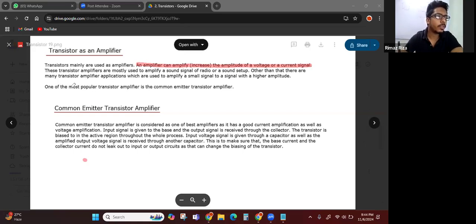Okay, so mostly we use the common emitter transistor as an amplifier because we studied it already. It can give large current gain and voltage gain as well as power gain. So write down the subtopic, common emitter transistor amplifier. In the above, you can only write these two highlighted sentences, that's enough. And then after that, write the topic common emitter transistor amplifier.